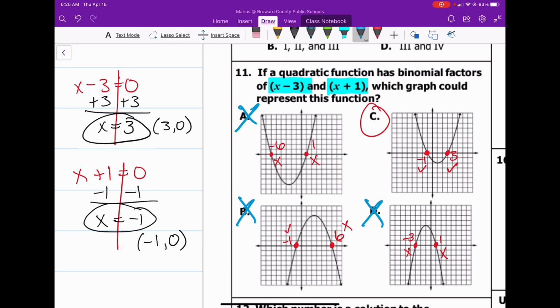So remember, when you have the factors of your quadratic function and you're trying to identify a graph, simply set each factor equal to 0 and solve for x. That will let you know what the x-intercepts are, and then you can properly pick out the correct graph.